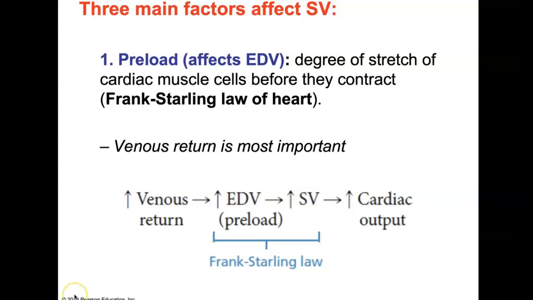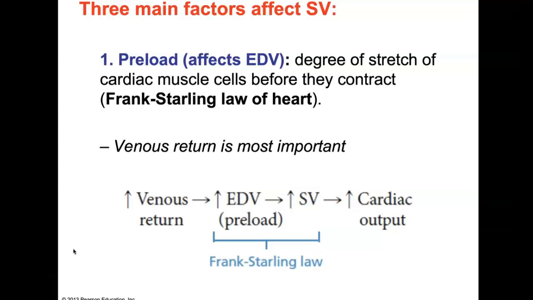So preload then is going to control stroke volume. In a normal heart, the higher the preload, the higher the stroke volume. And this relationship between preload and stroke volume is called the Frank-Starling law of the heart. And cardiac muscles, like skeletal muscles, exhibit a length-tension relationship. Resting skeletal muscle fibers are kept near optimal length for developing maximal tension, while resting cardiac cells are normally shorter than optimal length. So as a result, stretching cardiac cells can produce dramatic increases in contractile force.